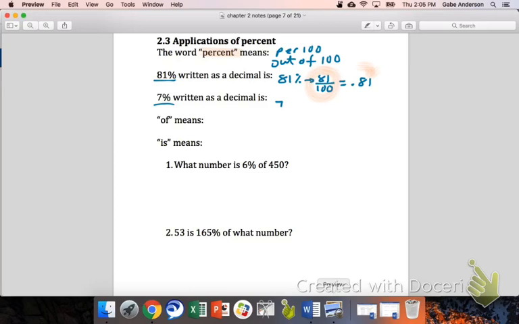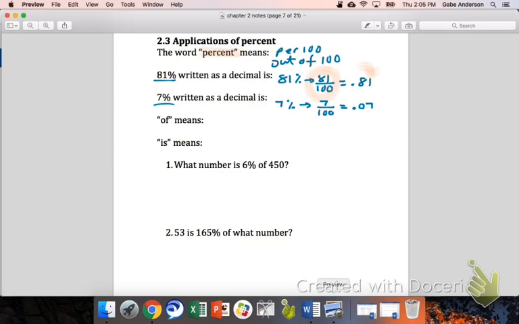Another one here is 7% written as a decimal. We're still going to be moving the decimal 2 places when we write that as a decimal. So 7% means 7 out of 100, and that would be the same thing as 0.07. So notice I did move the decimal 2 places. I have to have that placeholder of 0 in there in order to make the notation correct.